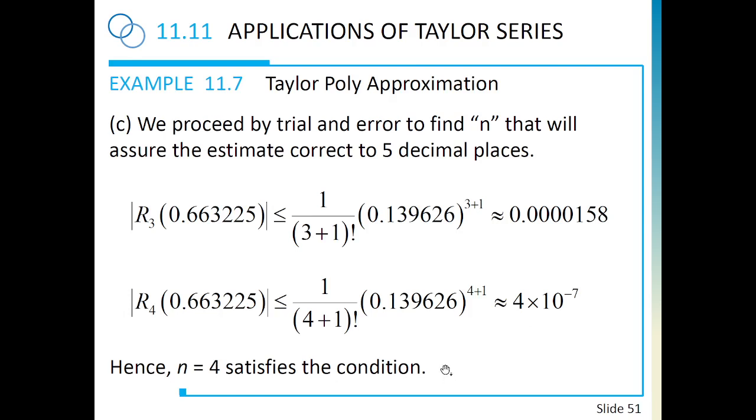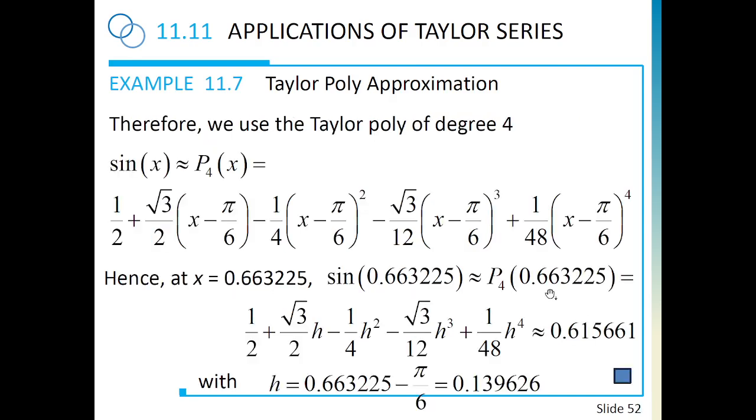So we are going to use the polynomial of degree 4 to actually get the approximation of sine at 38 degrees. And the error will be smaller than 4 times 10 to the power minus 7. That's the guarantee. So now we are going to use our polynomial of degree 4, and we just replace x by the equivalent of 38 degrees, but in radians, obviously.